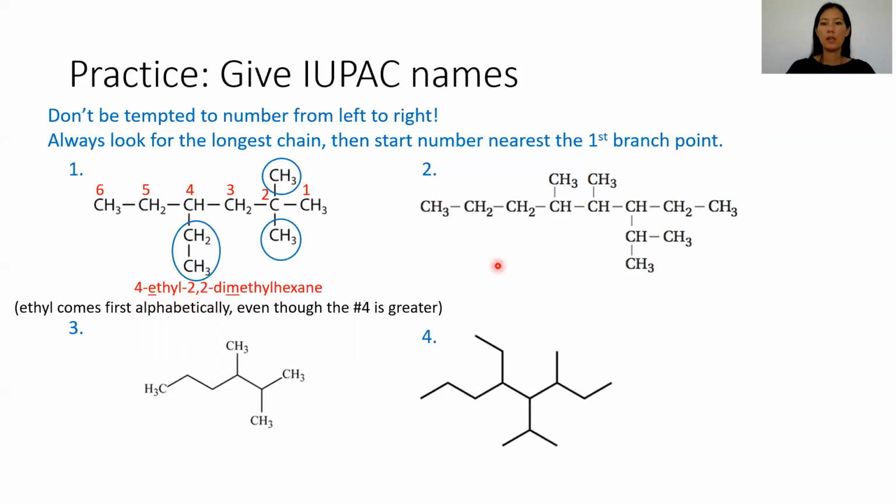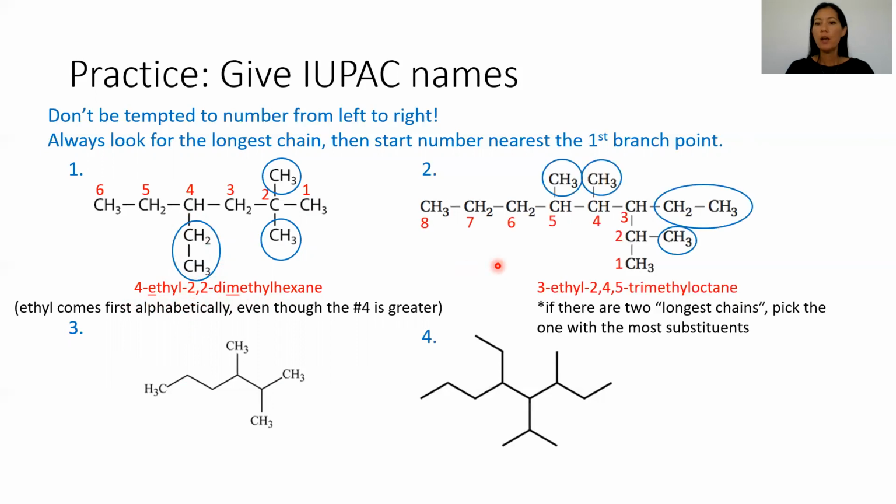Let's do the next one. The longest chain is here or all the way across. If there are 2 longest chains, pick the one with the most substituents. The reason is it simplifies the naming of the substituents. So I'm going to pick this 1, 2, 3 because it's nearest the branch point versus starting 1 here. I have octane as my longest chain. I have an ethyl at the 3 position, alphabetically that'll come first. And then I have 3 methyls. So I'm going to have a trimethyl, and I just use the numbers 2, 4, 5-trimethyl. So here's your full name.